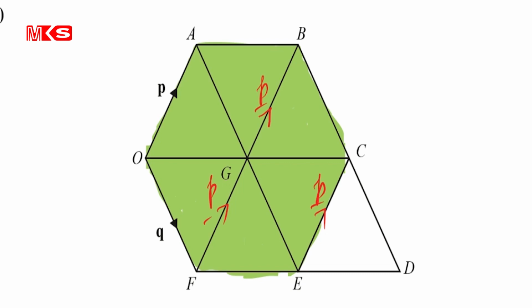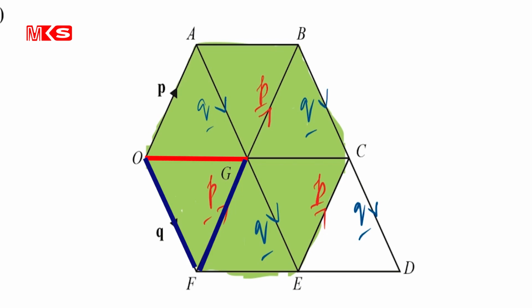Same way for Q, which is OF. OF and AG will also be Q. GE will be Q. BC will be Q. Even CD will be Q as well, because they will be equal and parallel. If you remember the parallelogram law, here OG, the vector OG, will be OF plus FG. So that will be equal to P plus Q.